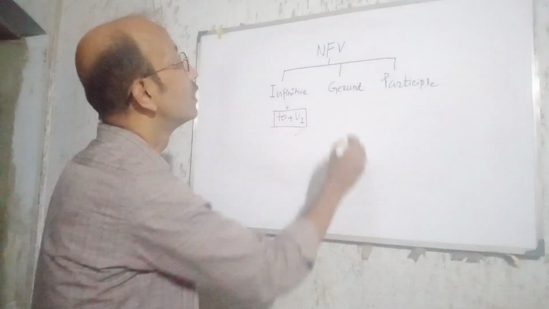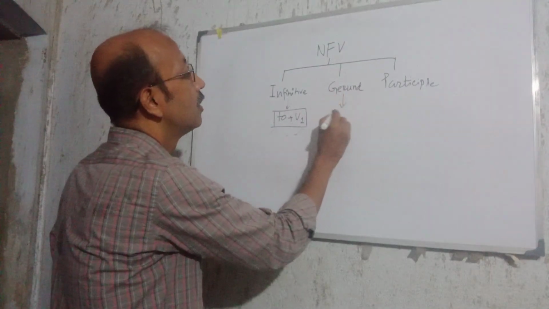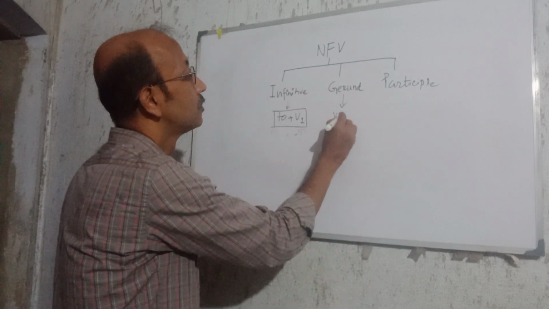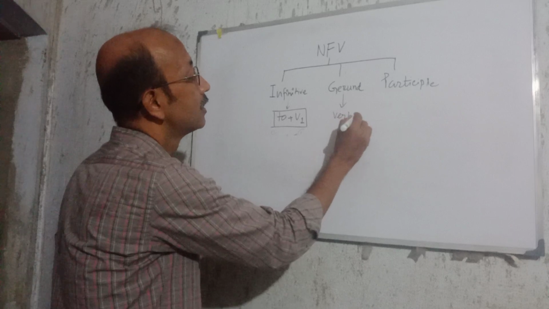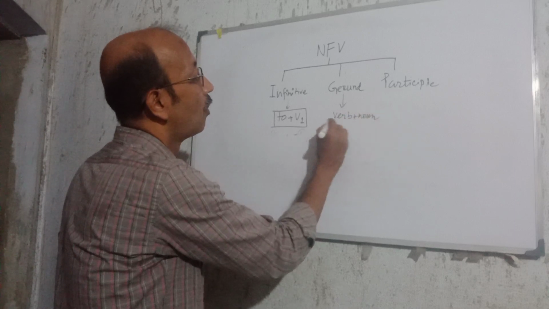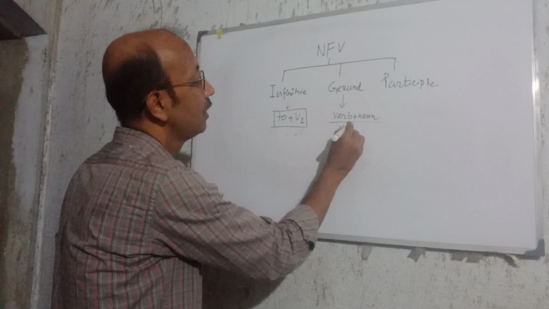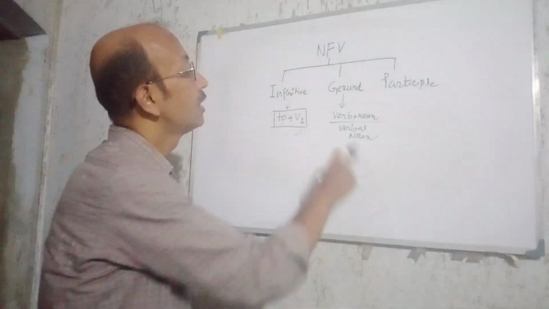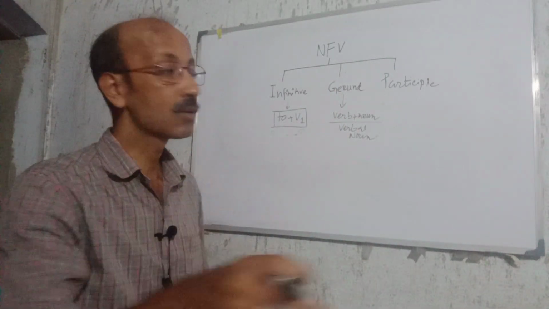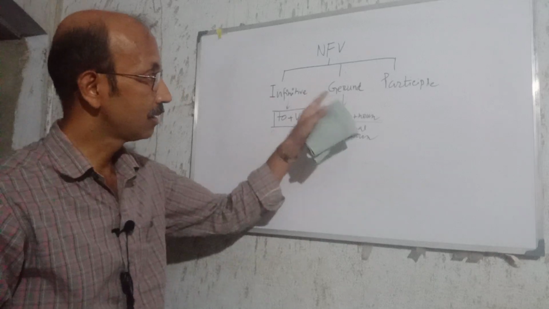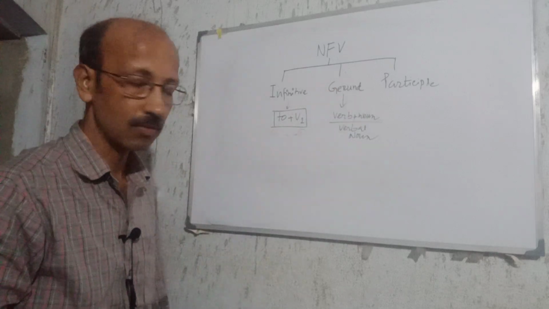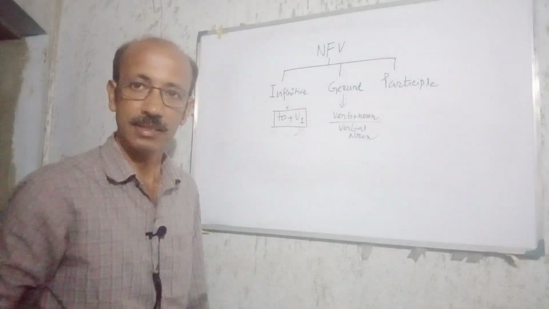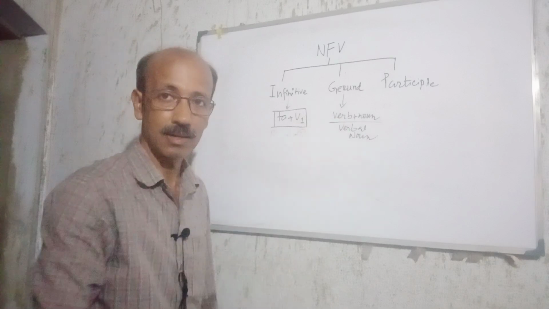Next, come to gerund. Gerund is called verbal noun. That means it is verb plus noun. It is a verb but does the work of a noun. That is why gerund is called verbal noun. In character it is a verb, but it works as a noun in the sentence.